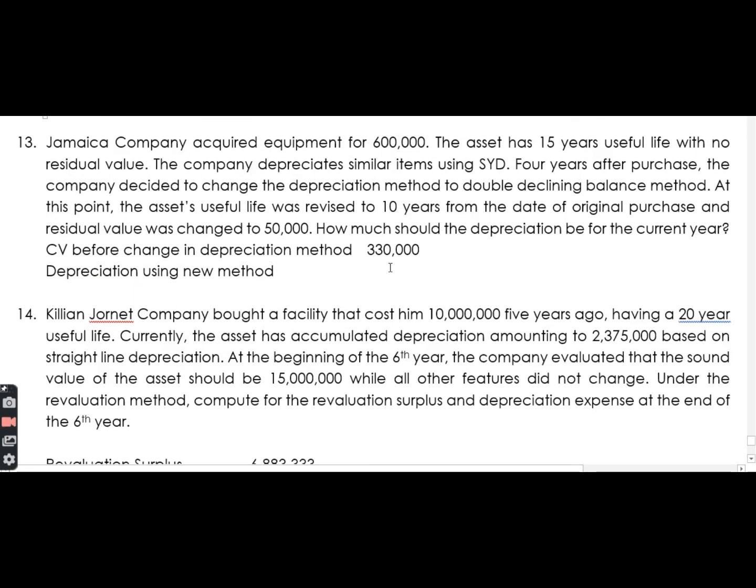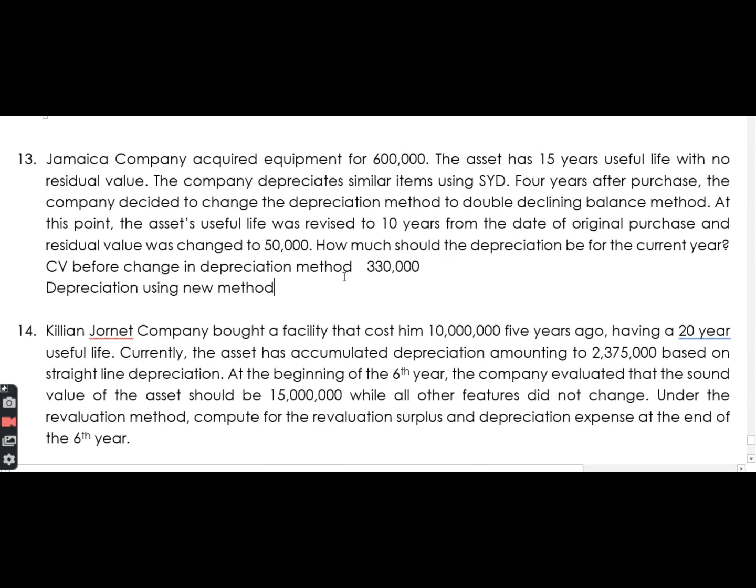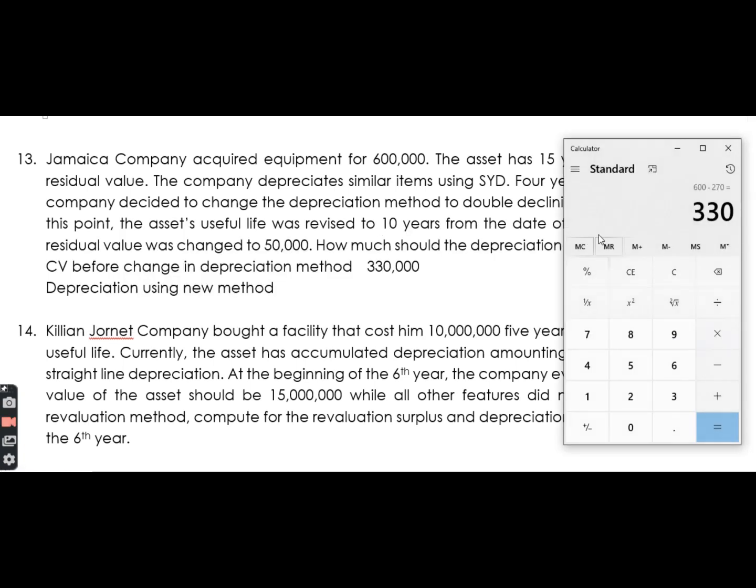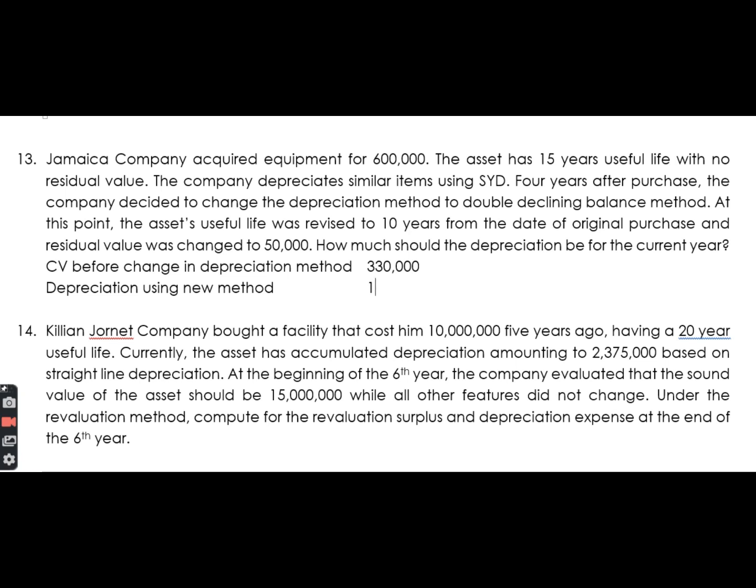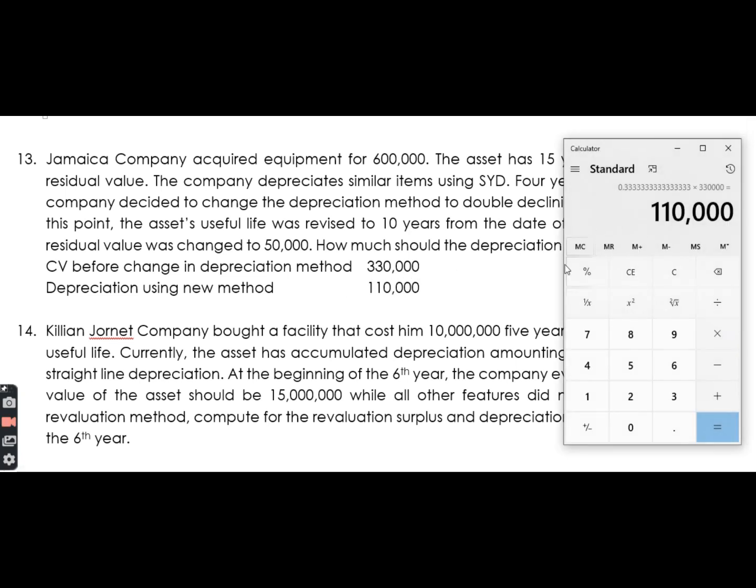Di ba sinabi gagamit ka na daw ng, tawag dito? Double declining, at ang years na gagamitin mo will be 10 years from the date of original purchase. So, ibig sabihin, minus 4 years, 6 years na lang yung naiiwan. So, ang gagawin mo ngayon, anong ratio mo? Twice the straight line. So, 2 over 6 kasi 6 years na lang yung naiiwan. So, ito yung magiging depreciation natin. Multiply mo dun sa carrying amount. Ito yung carrying value. Multiply mo yung 330. So, 110 ang depreciation natin. Yun siya. Using the new ratio.